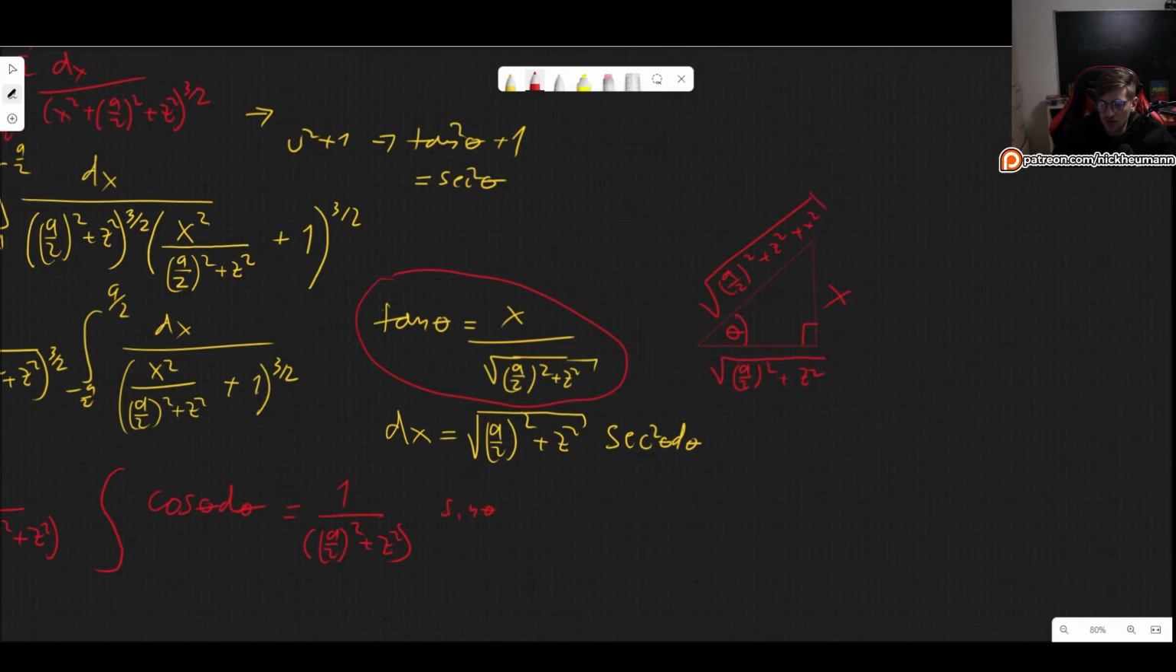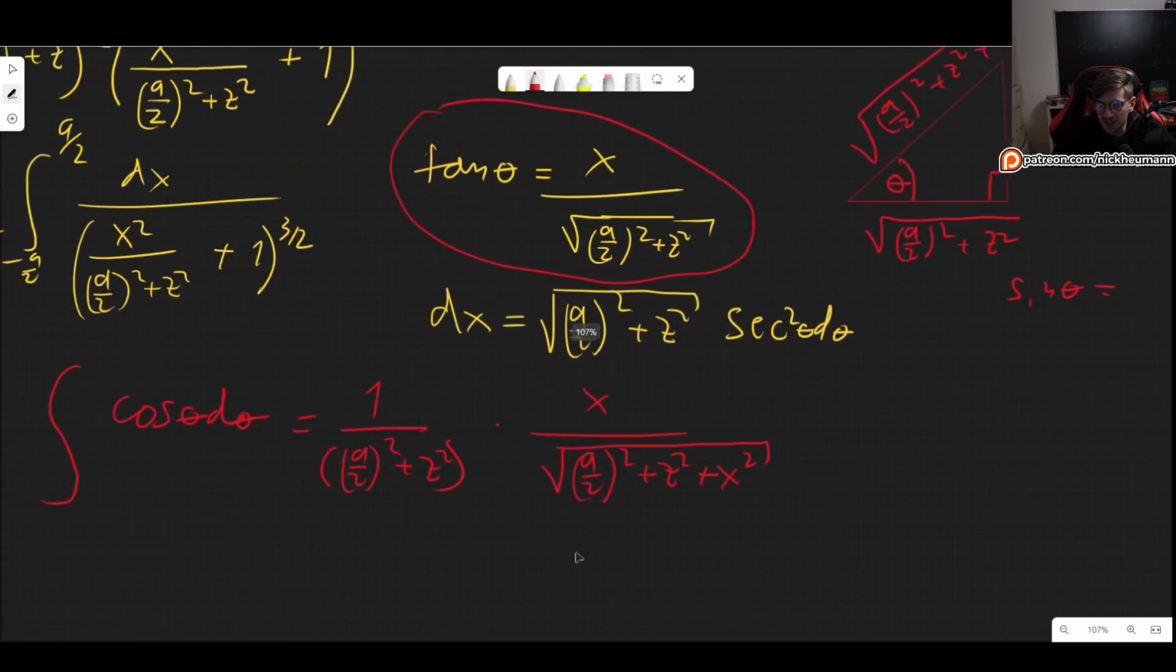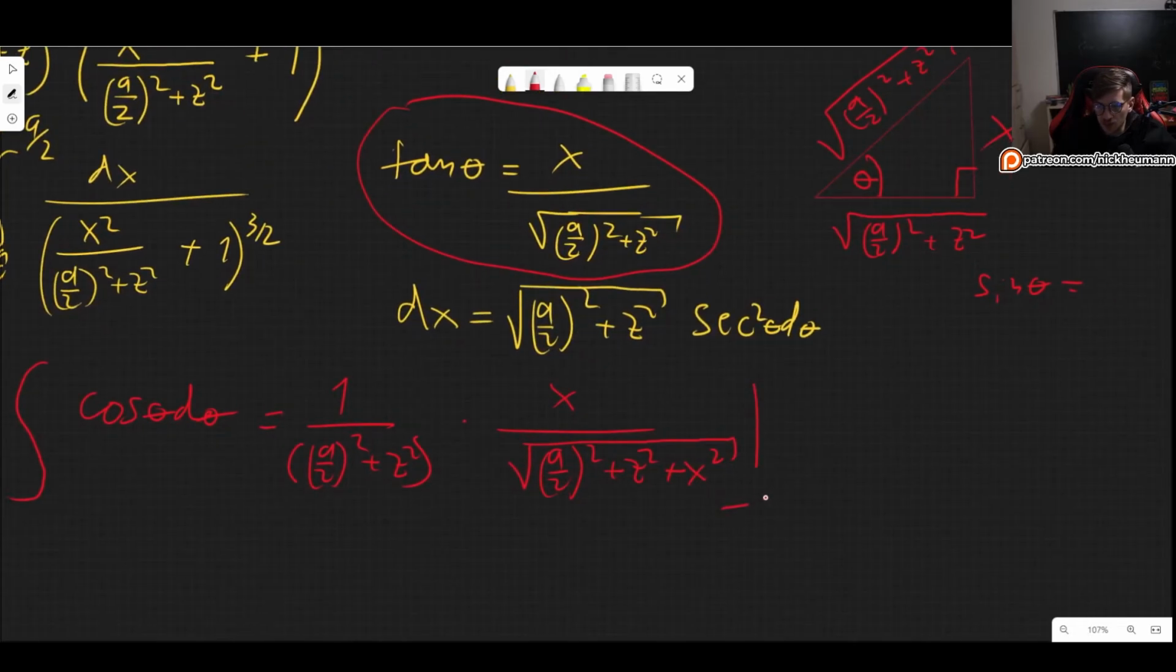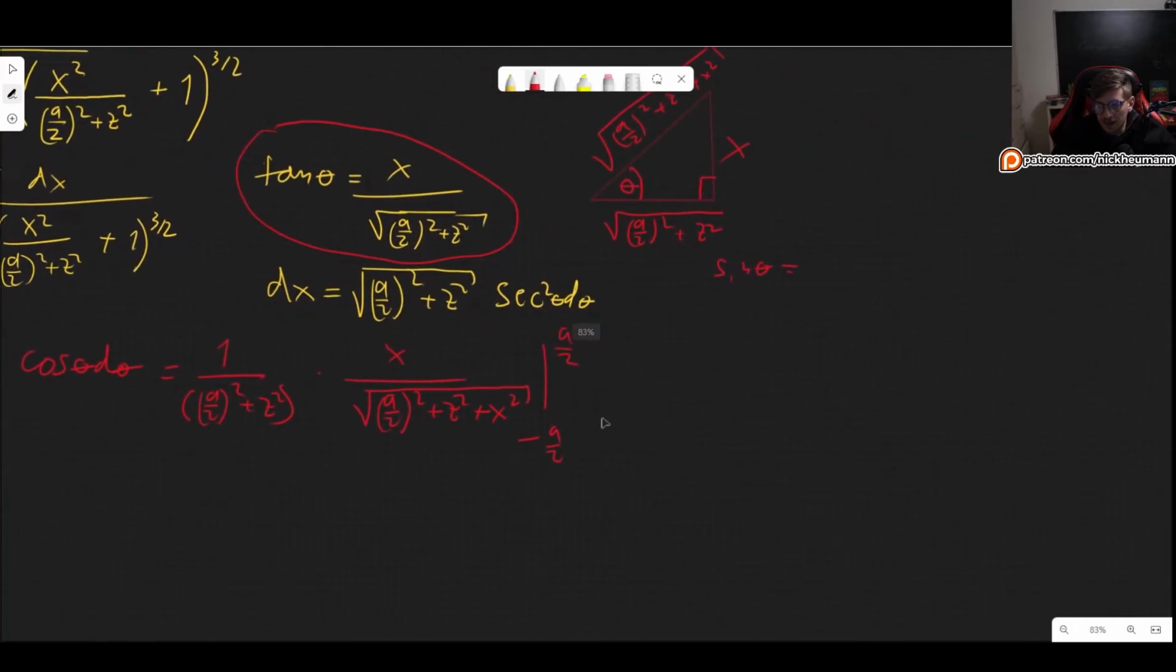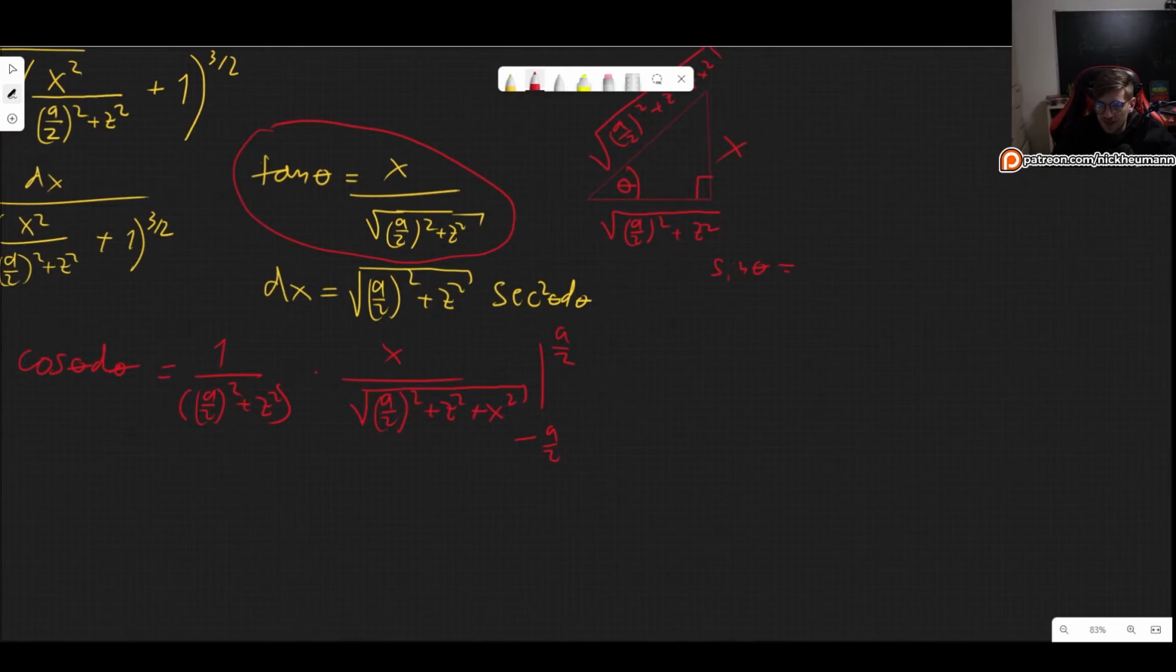All right, and thus the sine theta would be this part divided by that part. So let's just write it here directly. That would be x divided by the square root of (a/2)² plus z² plus x². Okay, so that is the result of this integral. Of course, we still need to evaluate between minus a over 2 and a over 2.